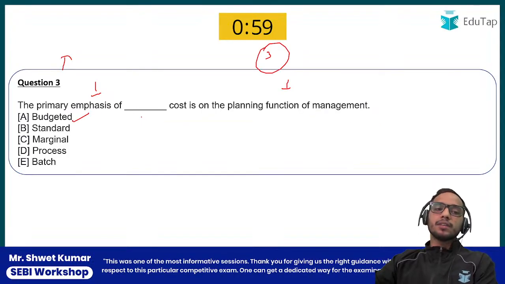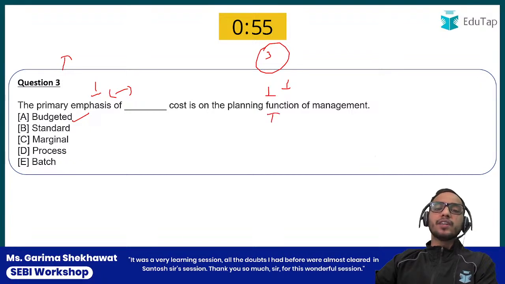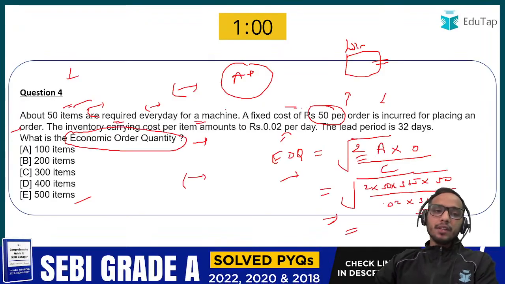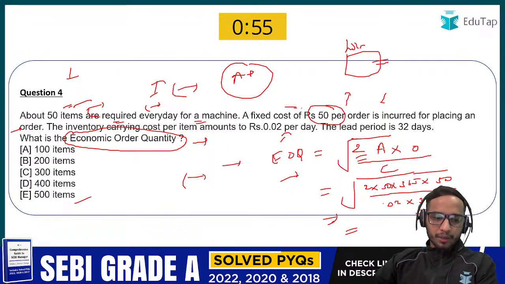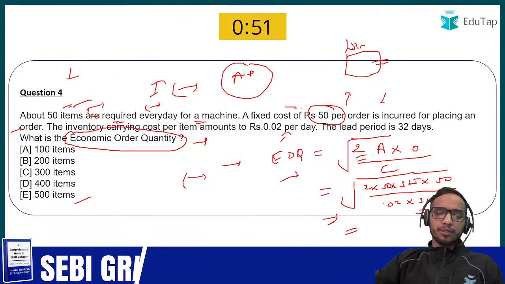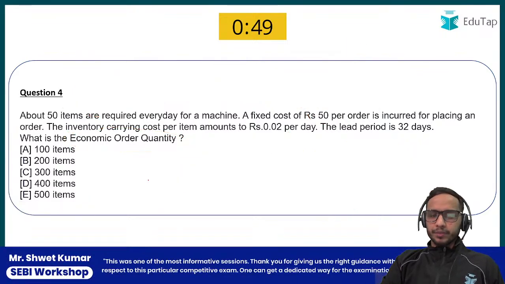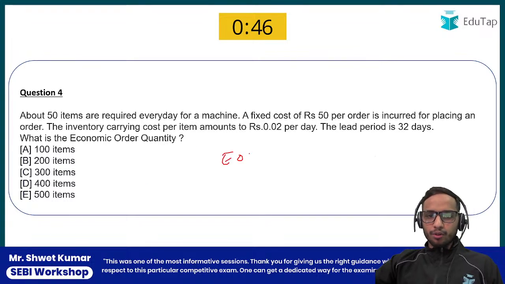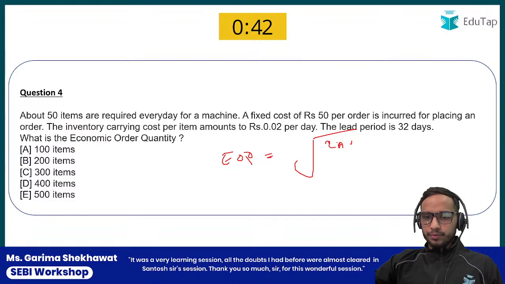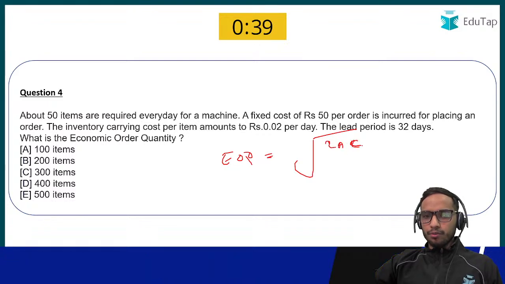Question number 3 says, what is the primary emphasis while doing the planning function of management? That is your budgeted cost. Management basically prepares the budgeted cost. Easy enough. Question number 4, you know the formula, you just have to put it. And what is the logic of the formula? Let me give you the logic so that you don't have to memorize or cram it. Let me write it down first.